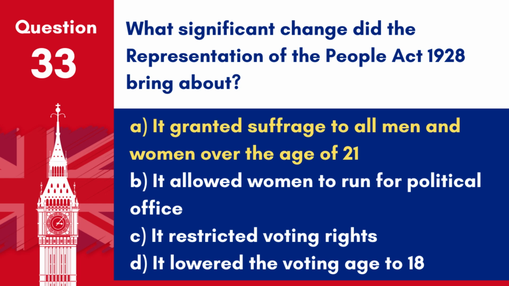Answer: A. It granted suffrage to all men and women over the age of 21. The Representation of the People Act 1928 was a key development in British democracy, equalising the voting age for men and women, and thus extending suffrage to a wider population.